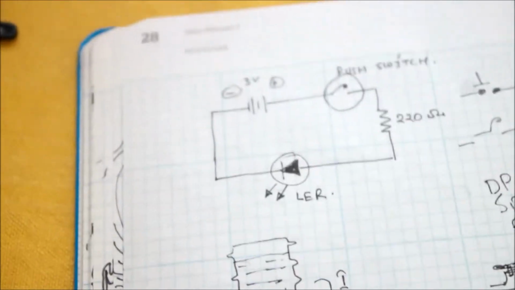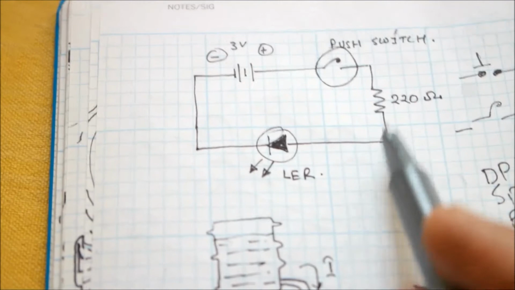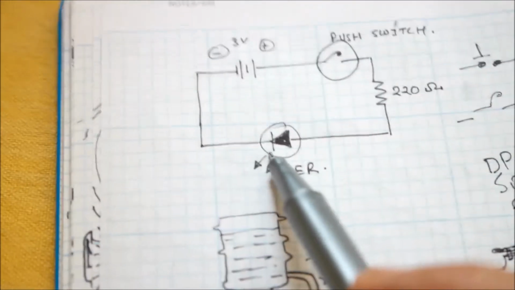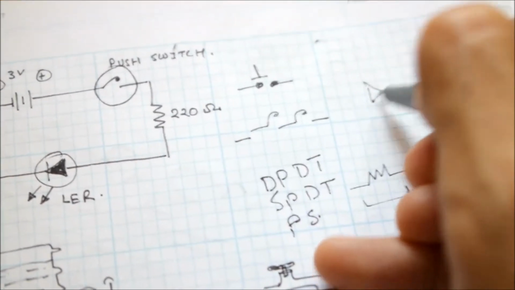Okay, so back to our basic circuiting here. We talked about resistors, we talked about switches, and I explained batteries in the last tutorial. This is the symbol of an LED, light emitting diode. This is actually the symbol of a diode.